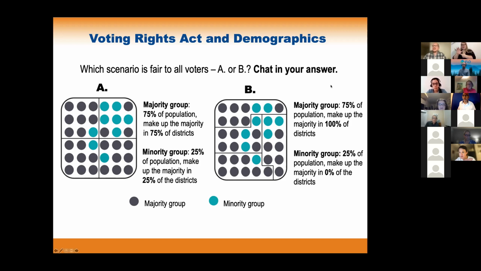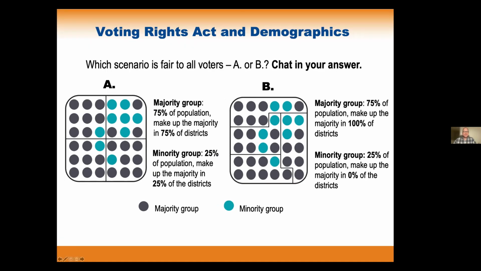You see April chatted in A. We've got Arthur, April, A. Karen, A. We've got a few A's up here. All right. And of course, the fair option for voters is option A.